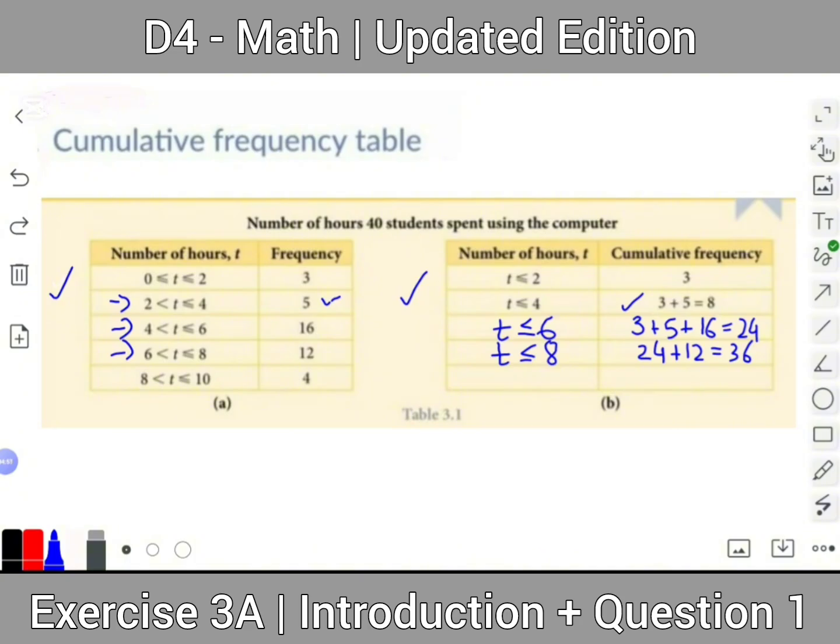And for the last interval from 8 to 10, the hours spent now needs to go from 0 all the way up to 10. So now we are going to get all of the students. We can add on this new frequency of 4. So for t less than or equal to 10, we add 4 to the previous total, which was 36, and we get 40. So this is the complete cumulative frequency table.